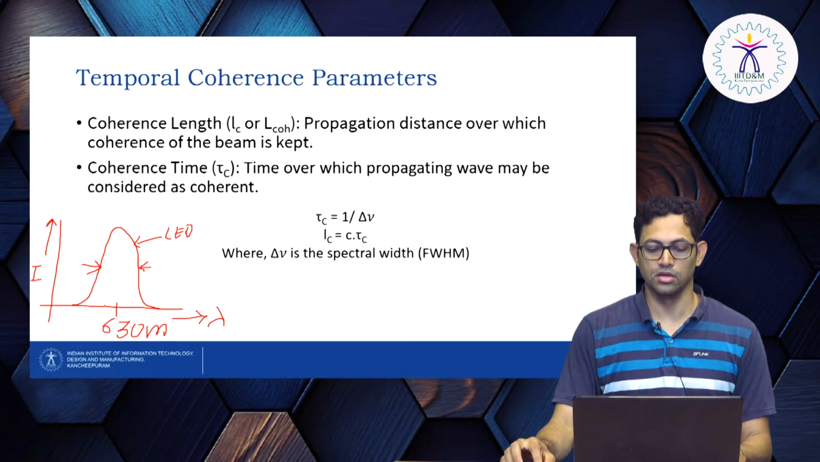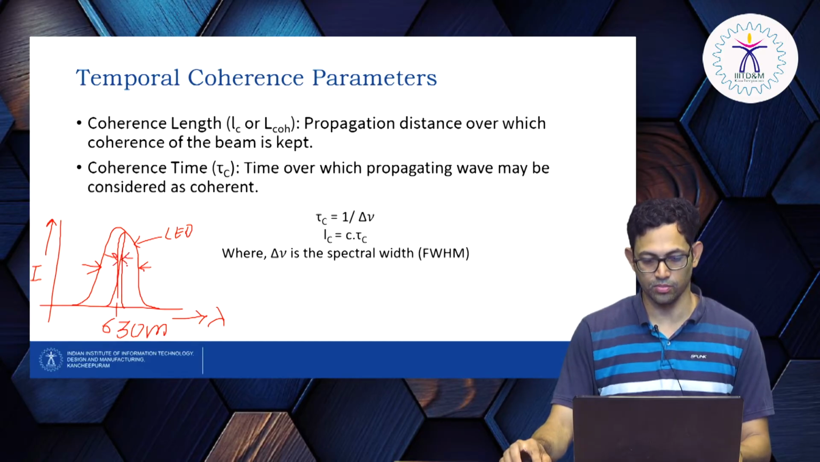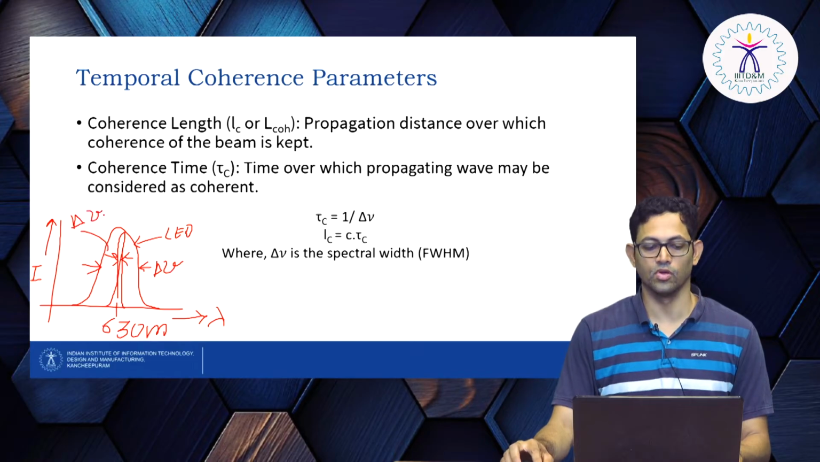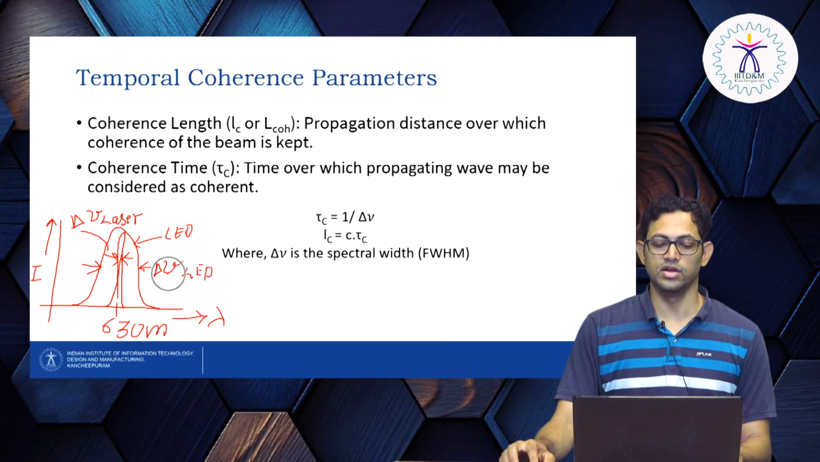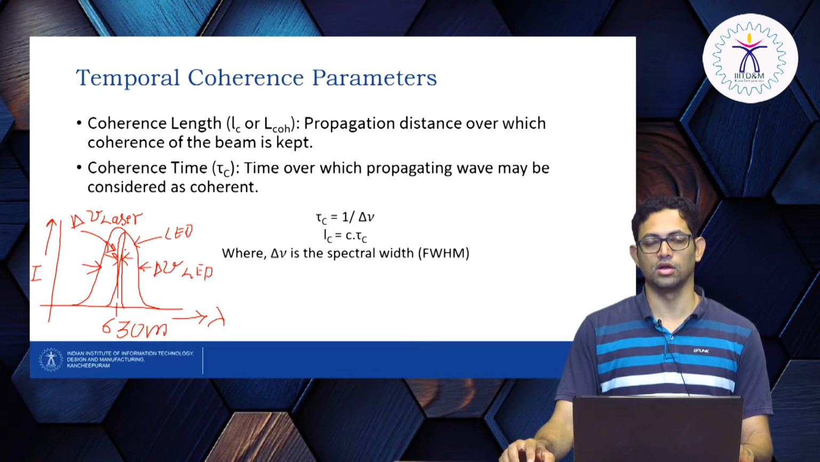Now when we talk about the laser, it has a very small FWHM, right. So this FWHM is nothing but your delta nu. This is the delta nu for the LED, and this is the delta nu for the laser. So you can see that for the LED, the delta nu is very large, and the delta nu for the laser is very small. You can see from this curve.